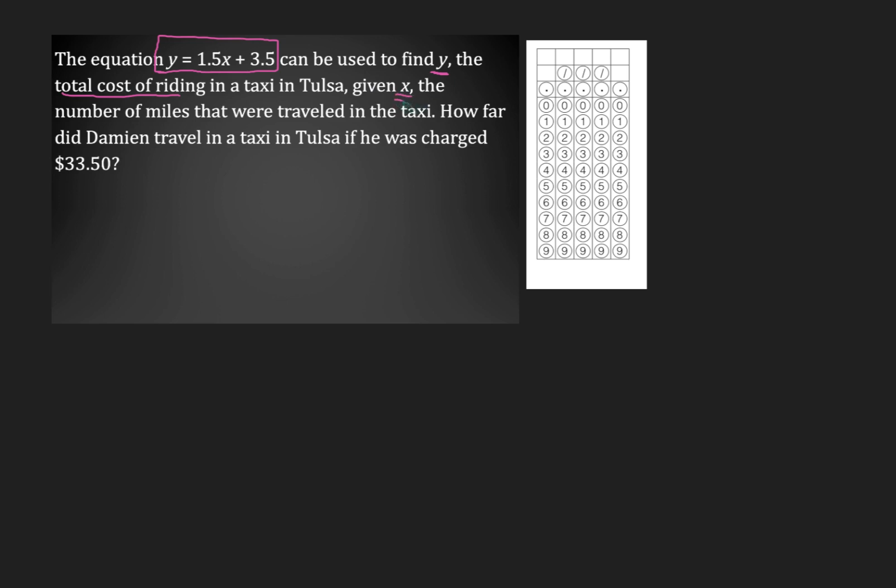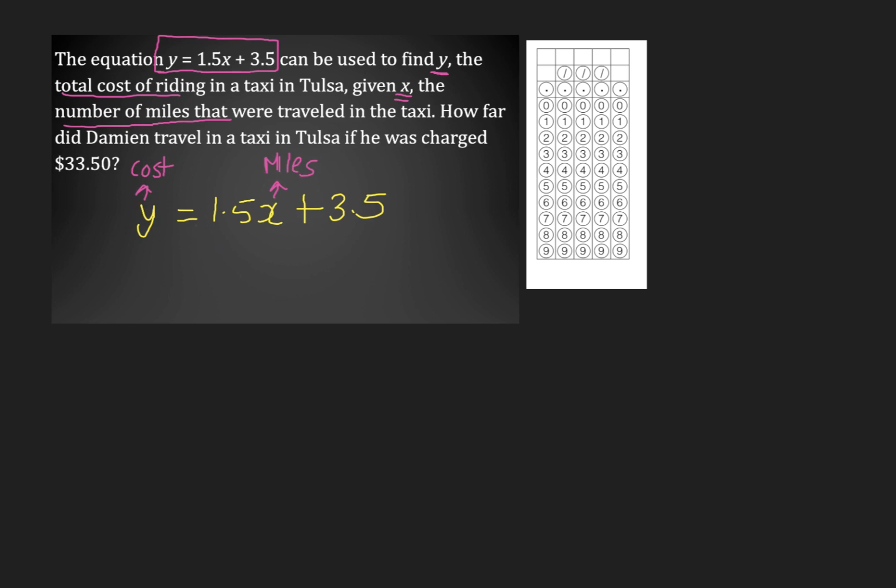Given x, and they're going to tell us what x is after the comma, the number of miles that were traveled in the taxi. So y is the cost. I'm going to write my equation. Y equals 1.5x plus 3.5. I know y is the cost and the x is the miles or the distance.